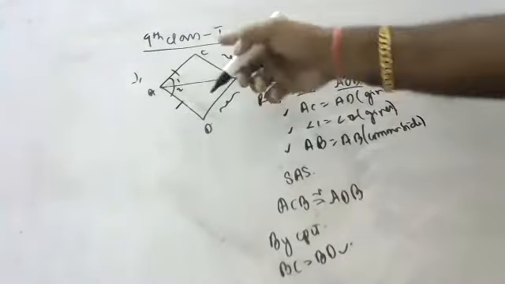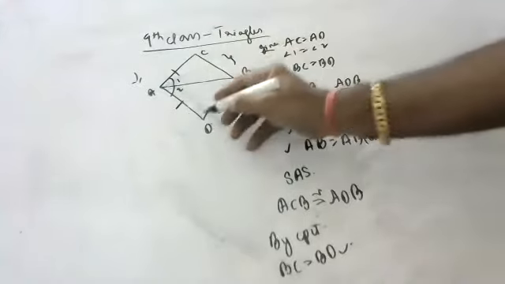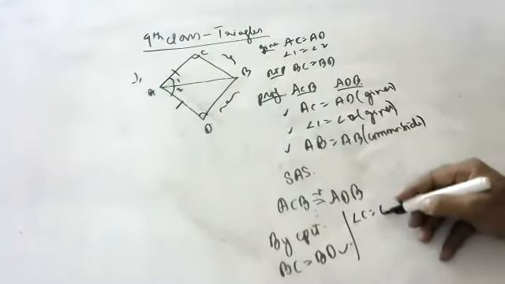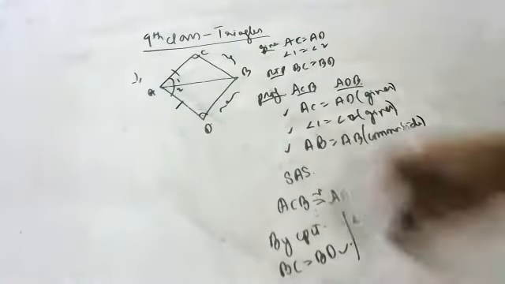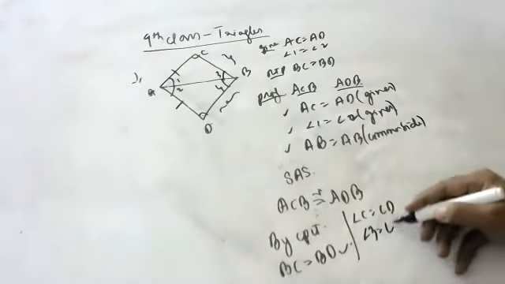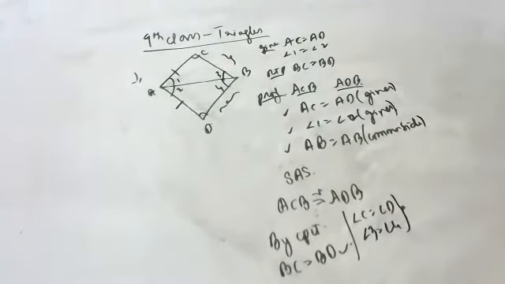This is common side, of course. This and this are also equal. And if they want, we can say angle C is equal to angle D also. How? By CPCT. If you want, you can say angle 3 is equal to angle 4 also. How, children? By CPCT. So many things you can say, children, if they are congruent.